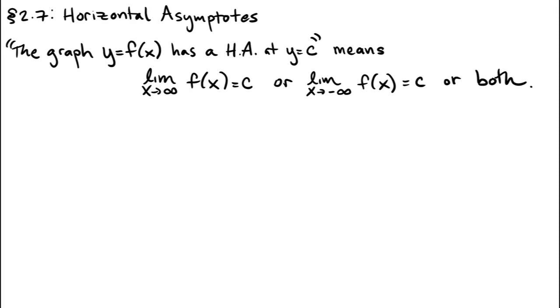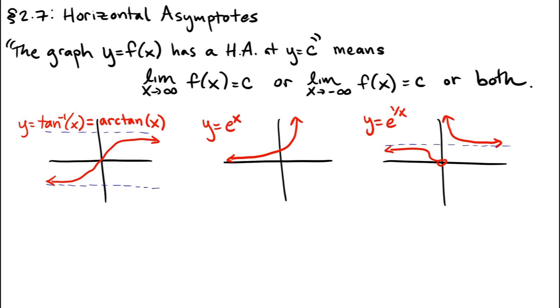When we say that a graph has a horizontal asymptote, we're actually making a limit statement. We're saying that either the limit as x goes to infinity or the limit as x goes to minus infinity equals a constant. These three graphs all have at least one horizontal asymptote.